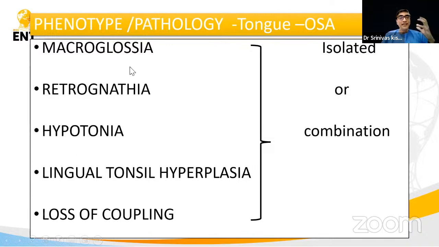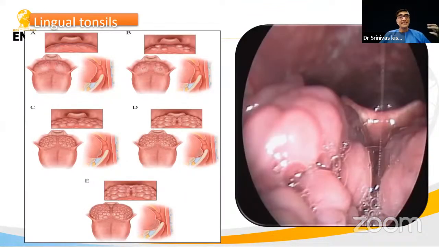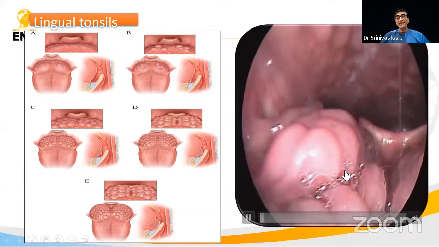So these are the phenotypes based on the pathology. Now, fortunately or unfortunately, these phenotypes don't come in isolation. They are not mutually exclusive. They come in combinations, so you have to deal with them. Moore's classification is the easiest classification. Those of you who have attended the first talk would know that this gives you an understanding of the kind of tongue base that is there and that can cause obstruction. Based on this, you will decide whether you have to tackle the upper tongue base or the tongue base together. Now, the easiest of the tongue bases to tackle is the lingual tonsils.